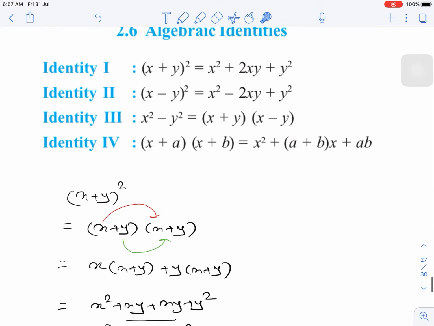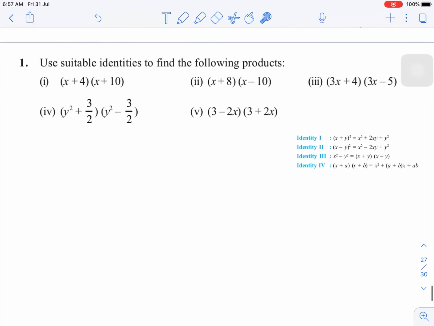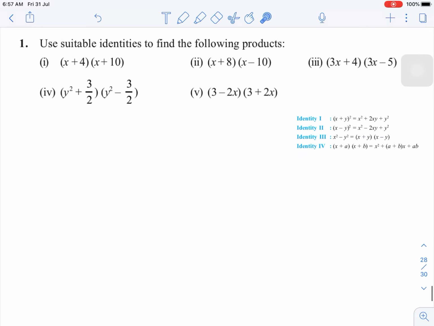Now let us solve some examples based on these. Here we have our first example: use suitable identities to find the following products. Let us solve the first example. The first example is given as (x plus 4)(x plus 10).